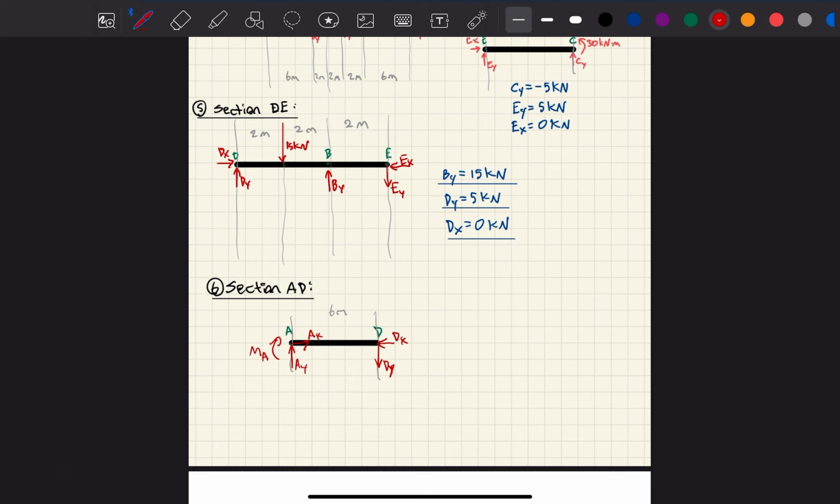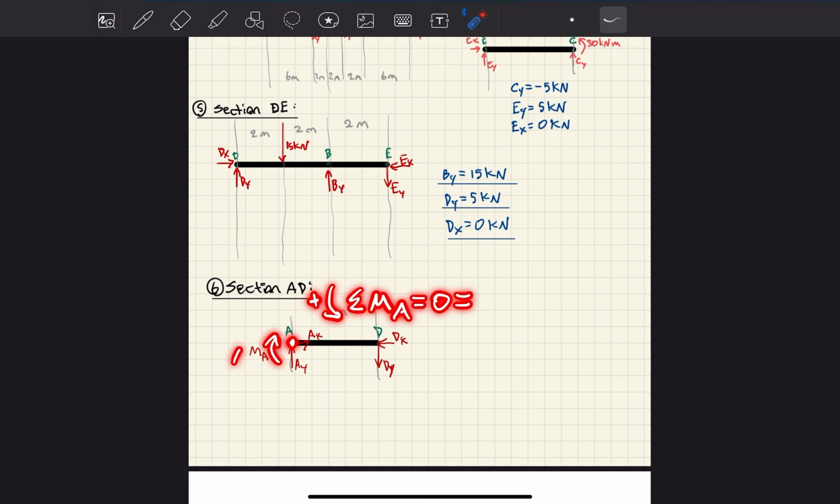Perfect stuff. Okay, now, again, the exact same thing. If we take a moment about A, what are we going to have? Sum of moments about point A, counterclockwise is positive. We made this moment right here positive or negative. So we're going to say negative MA, because we say counterclockwise is positive, but that moment is clockwise. So it's negative MA. What other forces will cause a moment? You also have a negative moment caused by dy. So you're going to say minus dy times 6 meters.